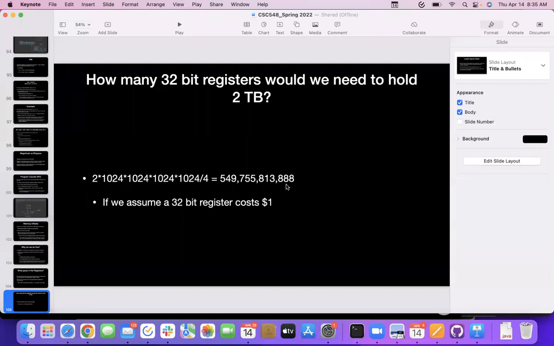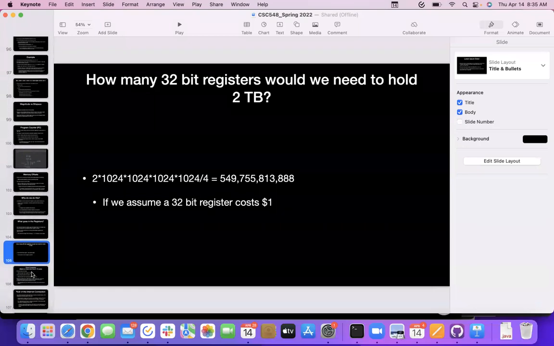$549,755,813,888. We're probably not going to spend that for a 2 terabyte hard drive made of hardware registers. It's just not cost effective, obviously. So we see the cost difference between the per byte cost of a hardware register versus other types of storage.